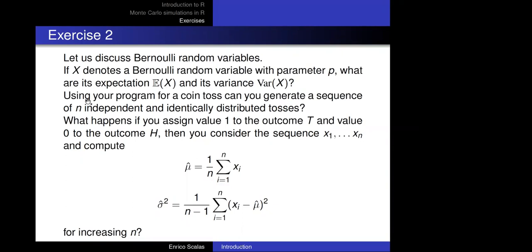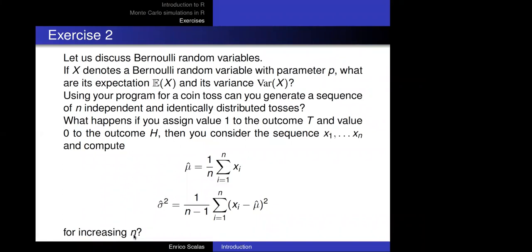And then, using your program for a coin toss, can you generate a sequence of independent and identically distributed tosses? Then you assign the value 1 to the outcome t and the value 0 to the outcome h, and you consider the sequence of values that you get. So this would be a sequence of zeros and ones. And you want to compute this number here, the sample mean, and this sample variance here. What happens to these values for increasing sample size?